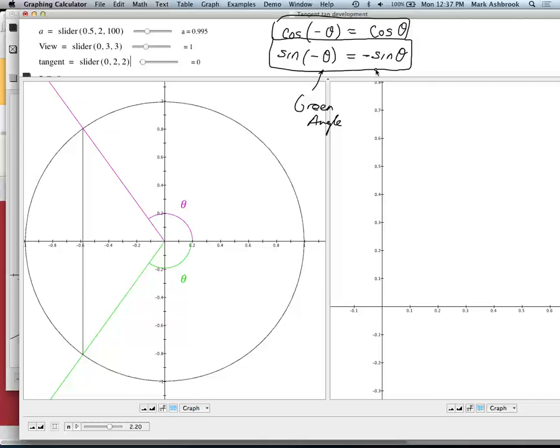So cosine of the opposite of an angle is the same as cosine of the angle because you get the same horizontal distance to the right. Sine of the opposite of an angle is the opposite of sine because the opposite of the angle goes down when the regular sine goes up. So they're equal and opposite. They're equal and opposite for vertical distance.